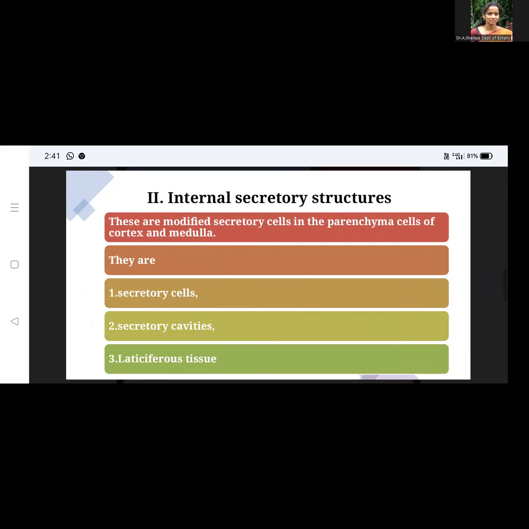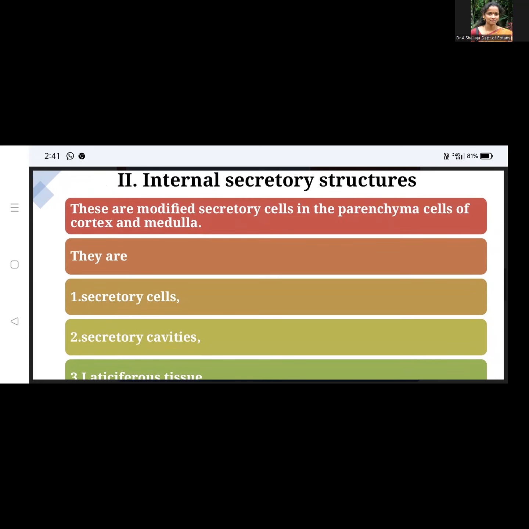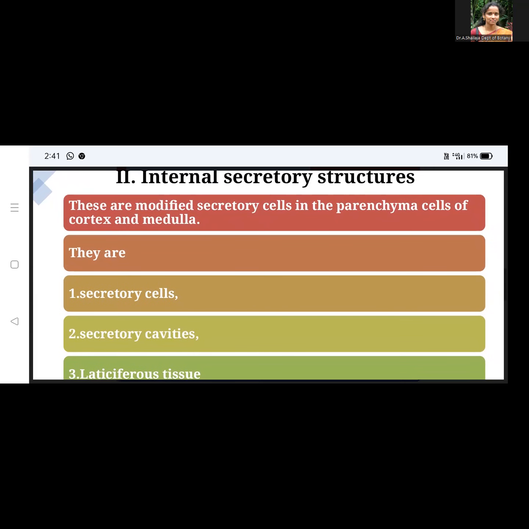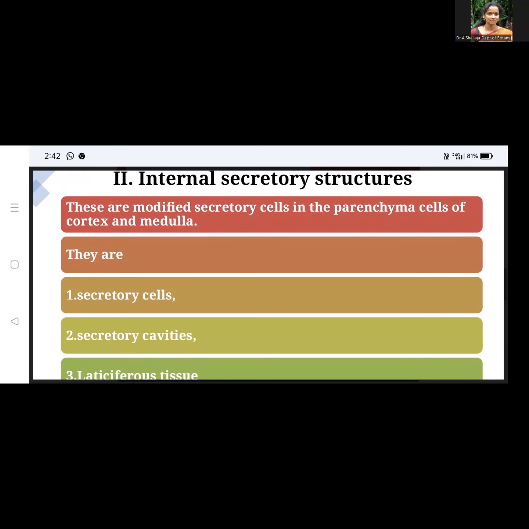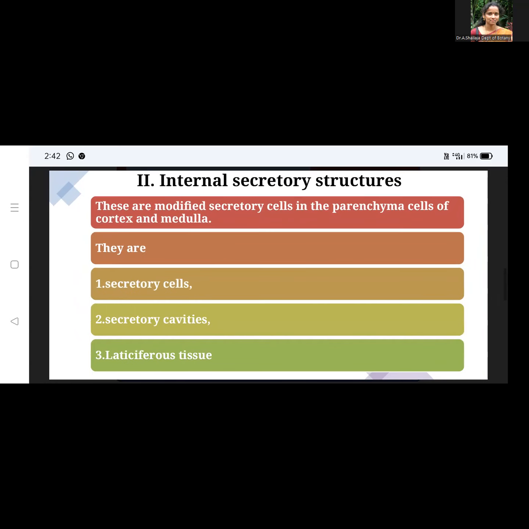Hydathodes are also present in all Poaceae family, especially grass plants. All plants contain three types of pores. Number one, stomata. Number two, hydathodes. Number three, lenticels. These are the three types of pores which are present in all higher plants. Stomata are present in all green chlorophyllous areas, and the hydathodes are present only in special types of plants like tomato and all grass plants.